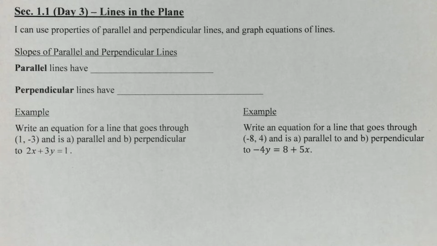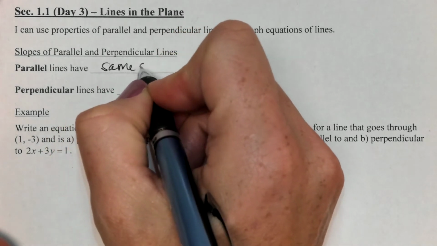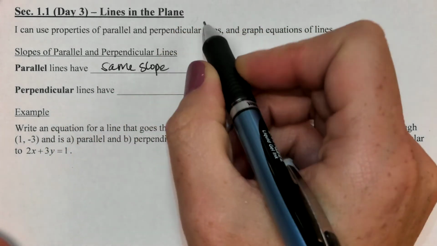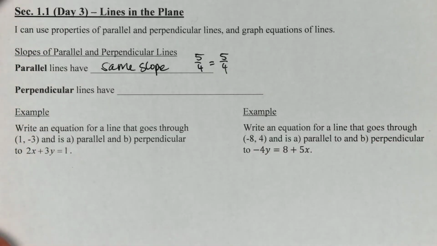This is section 1.1, day 3, our third day of working with equations of lines. Today we're going to move into a lot more of parallel and perpendicular. Just to recap, parallel lines have the same slope, exactly the same. To give you an example, if one of them was 5/4, the other one has to be 5/4, exactly the same.